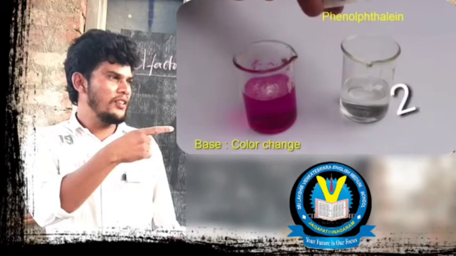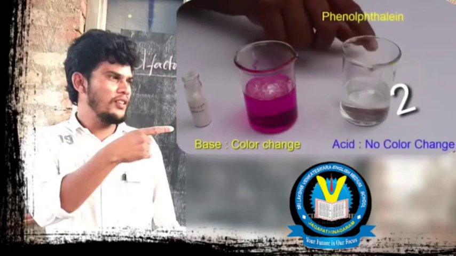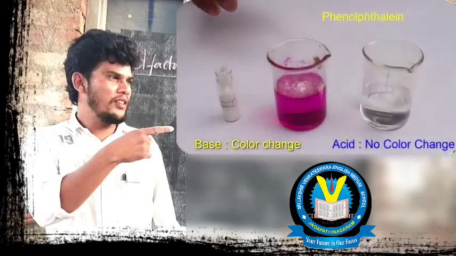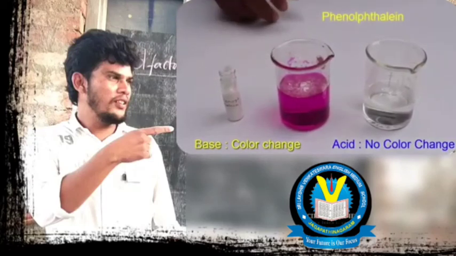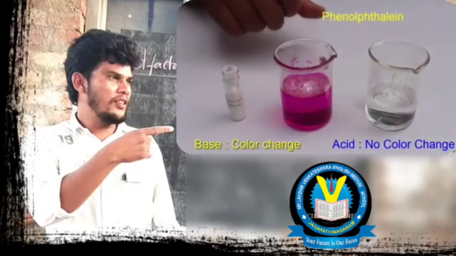Now I am adding phenolphthalein indicator in sample 2 and mixing well. Even when we mix well, there is no change in color because it is acid. So phenolphthalein indicator does not show any change in color when we add it in the acidic solution.